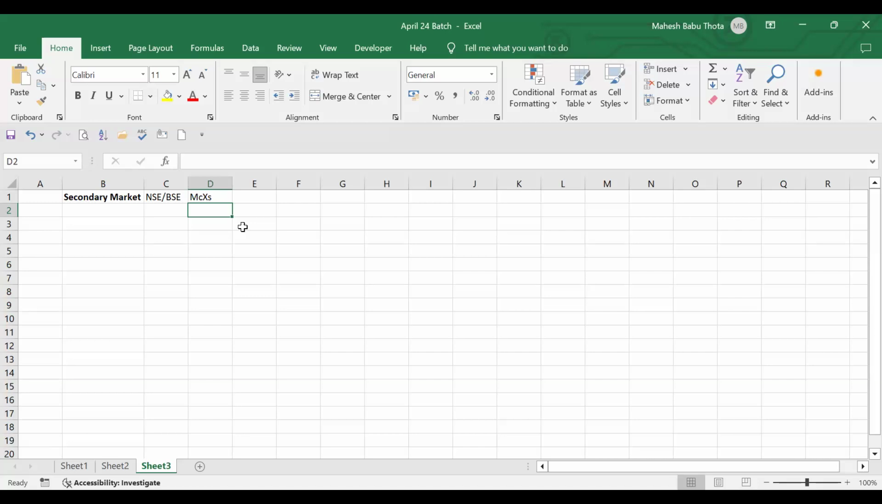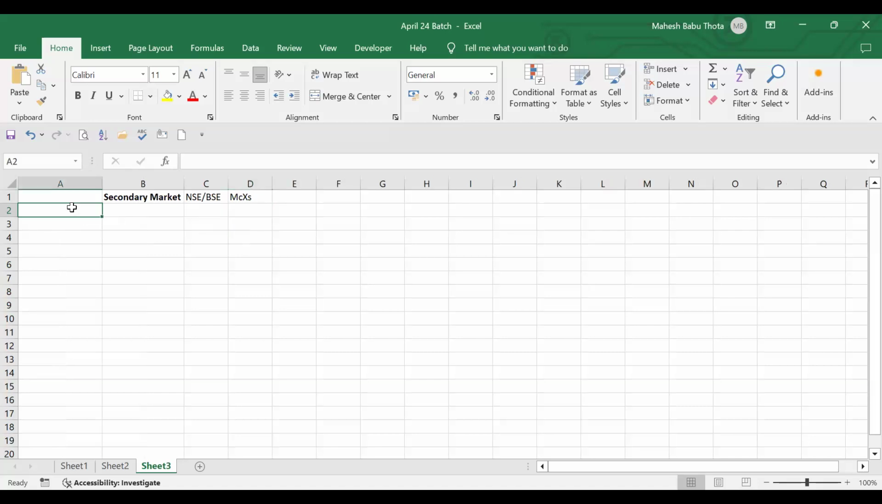Now we will see a few important terminologies in the secondary market. The first one is intraday trading. Now, what is intraday trading? Same day purchase and selling should be completed. In the stock market, let me share my screen.